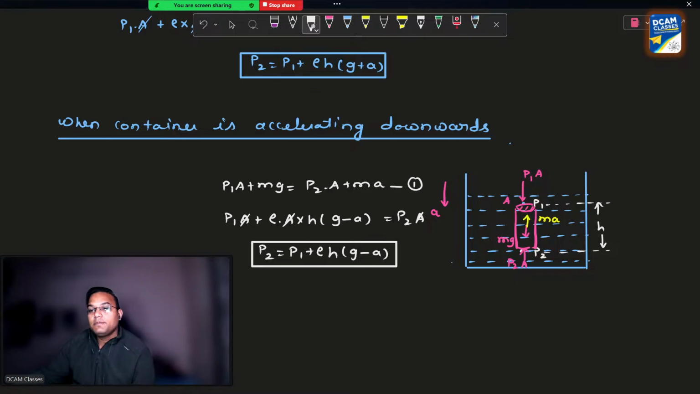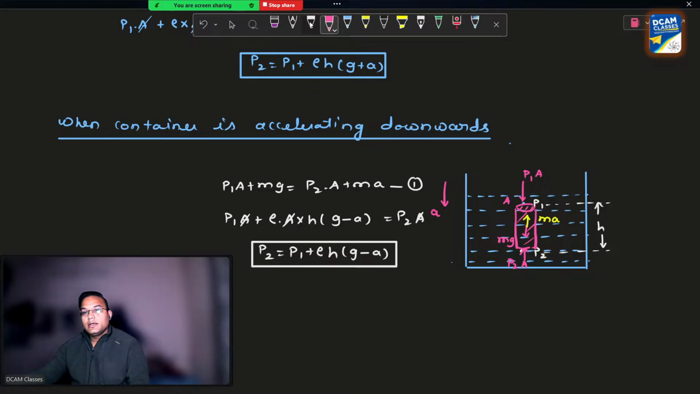This is actually the proof I am showing you, but the proof is not needed. If you are able to remember this: when the acceleration is downwards, a will be subtracted from g. When a is upwards, a will be added to g. That's the only thing you need to remember. Right?